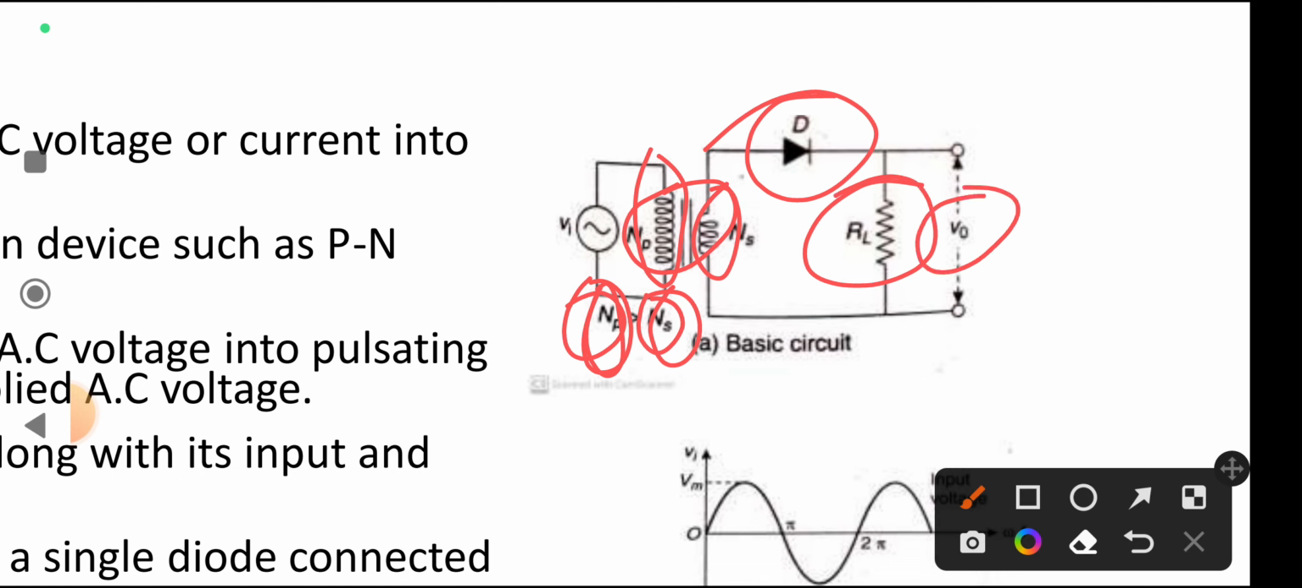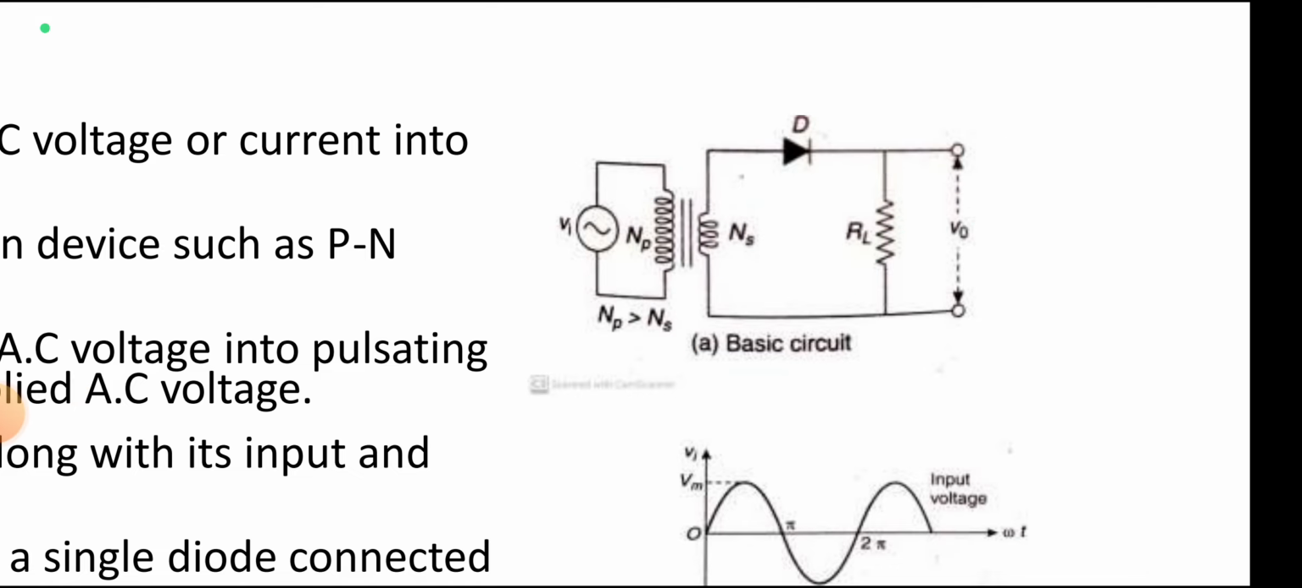the output voltage. That is, across the resistor we get output voltage or output current or power, and that is called the load resistor. So at the load resistor only we get the output. It is a basic diagram.